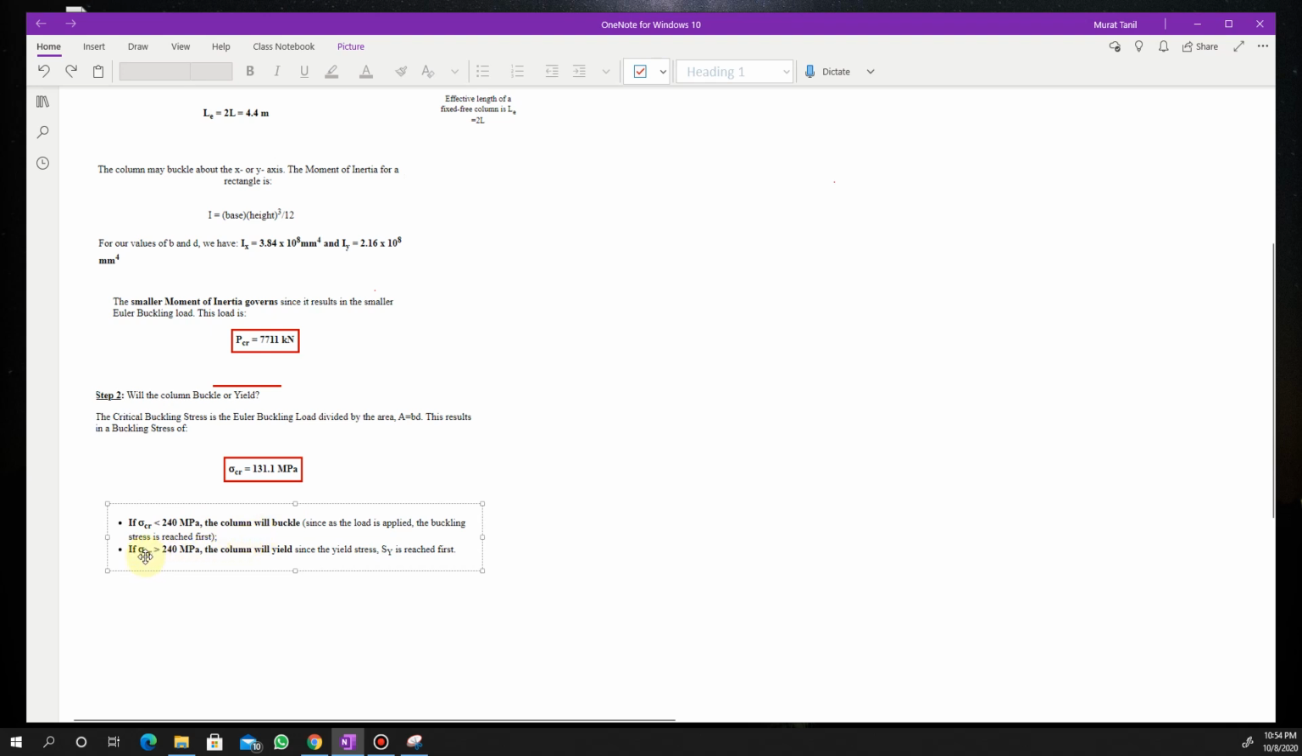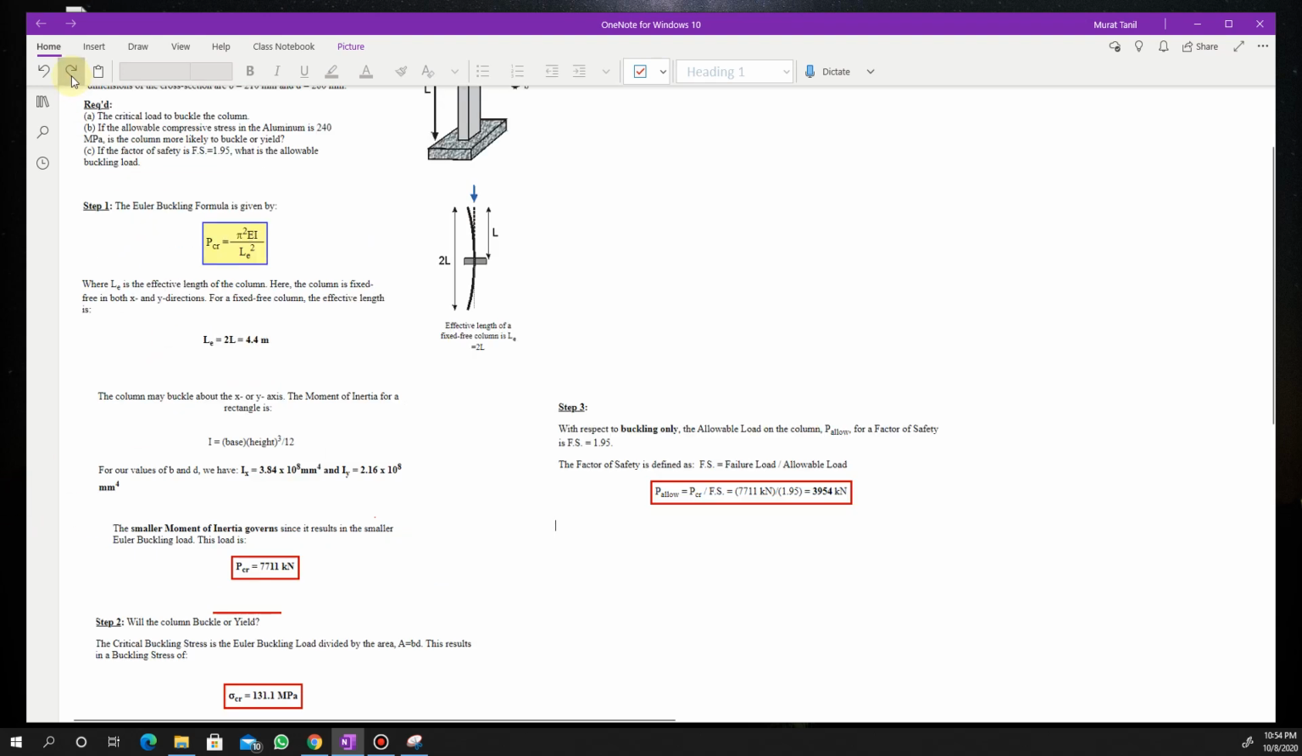But in the other scenario, if I start applying load, and in this case the critical buckling stress is bigger than 240 megapascal, the column will yield, since the yield stress S sub y, 240 megapascal, is reached first. It's very simple. And let's look at the next step.